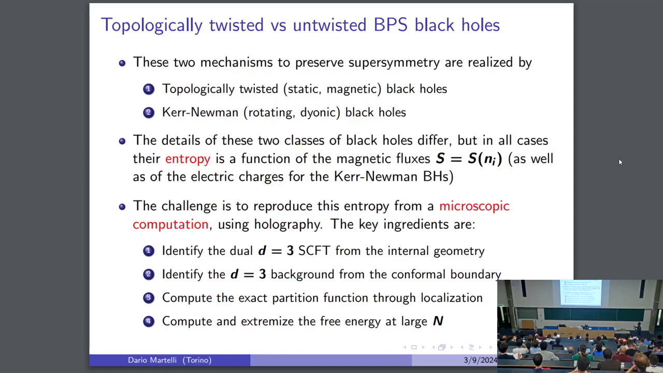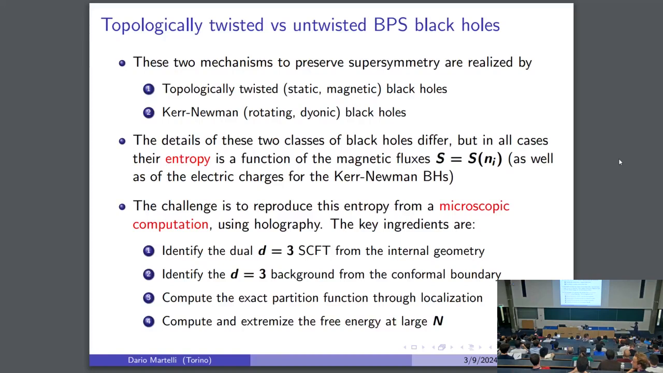And if we do that in the specific case of interest for us, which is four-dimensional supergravity, then the two mechanisms to preserve supersymmetry are realized by well-known supersymmetric black holes. One class is the so-called topologically twisted black hole, which is a static and magnetically charged black hole due to Cacciatore and Klemm originally. And the other class, which is sort of orthogonal to the previous one, are the Kerr-Newman black holes, which are rotating, and in general dyonically charged, so they have both electric and magnetic charges. In the context of supergravity, I guess they were found by Gibbons and collaborators.